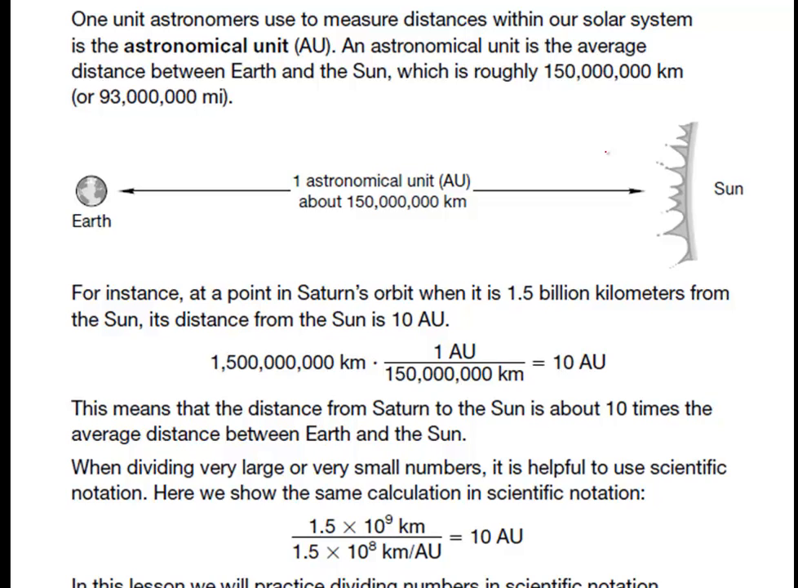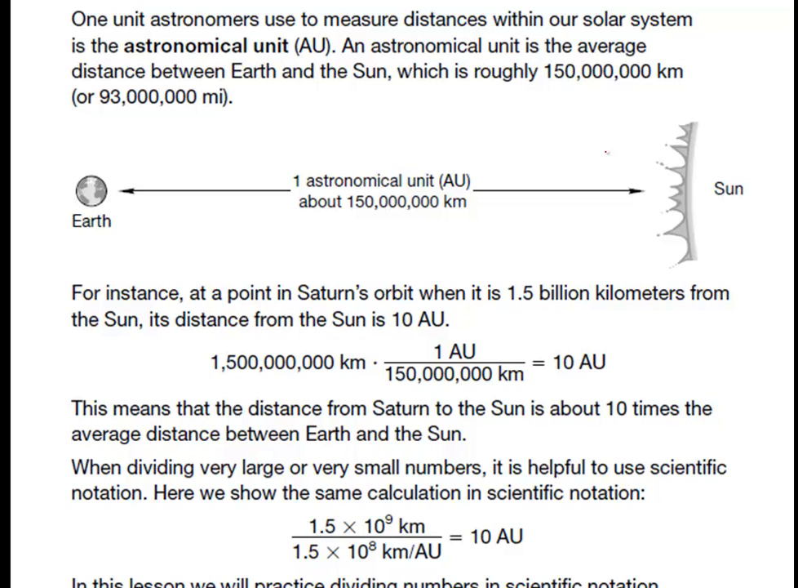The reason we even use scientific notation is because of the great distances that we have to deal with in science and very large numbers. For example, one unit astronomers use to measure distance within our solar system is called an astronomical unit, or an AU. The AU is equivalent to 150 million kilometers, which is the distance from the Earth to the Sun. That distance would be considered one AU, and then they can measure much further distances just using AUs rather than these great big gigantic numbers.